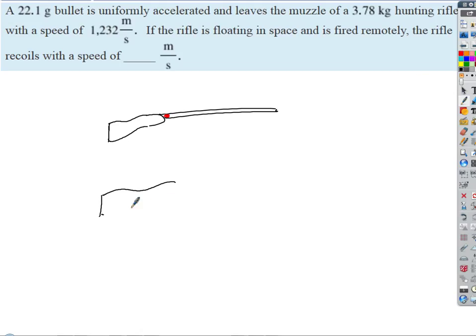I'll try to correct a little bit better, but not much. So there's the rifle, and here's the bullet speeding away. The system still includes the bullet and the rifle, correct? If the momentum is zero, though, what does that imply? The bullet is speeding away to the right, so it's obviously got some positive momentum, doesn't it? What's that tell you about the rifle then? It needs to move the opposite direction.